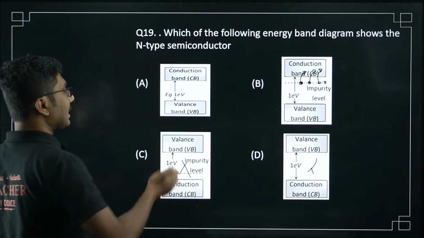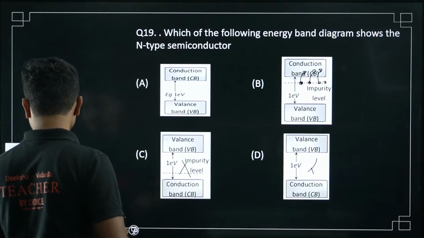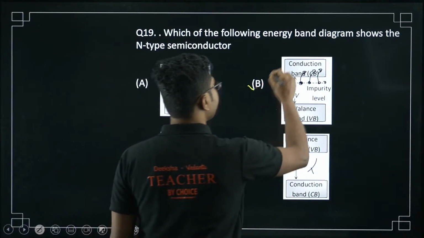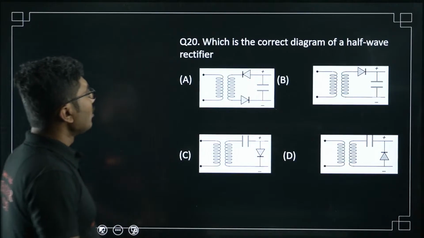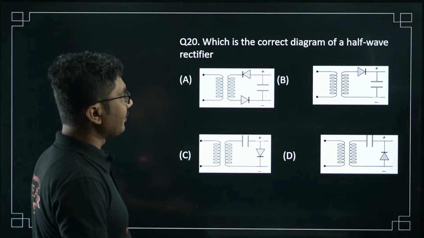Right, so this is the correct answer. Option B is definitely the correct answer for this question. Okay. Now next is, which is the correct diagram for a half wave rectifier?